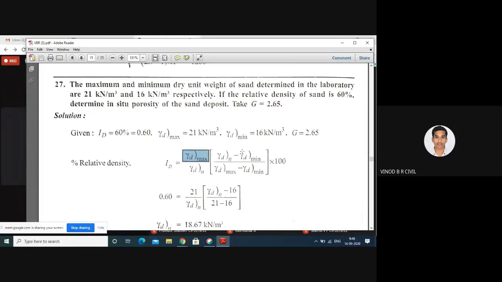What is the meaning of gamma D minimum? With the help of earth excavator materials, if you excavate the same soil deposit, you are disturbing the soil structure, and that is gamma D minimum. Gamma Dn means natural soil deposit. If you compact the same soil deposit, you can expect gamma D maximum. If you loosen the same soil strata with the help of the earth excavator material, then you can expect gamma D minimum.